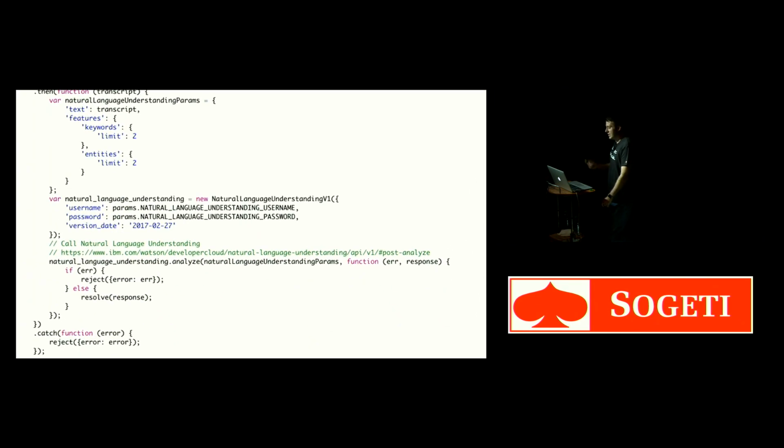So very similar to our voice-to-text service that we created. Set up our parameters, instantiate our service with our username and our password. Take that and say, hey, analyze with those parameters that we just set. The response comes back. We want to send it back to our front end, right?